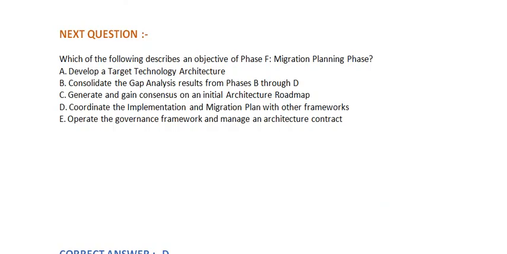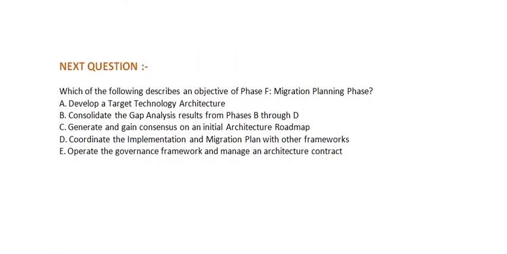Next question is, which of the following describes an objective of Phase F, the migration planning phase? Option A, develop a target technology architecture. Option B, consolidate the gap analysis results from Phases B through D. Option C, generate and gain consensus on an initial architecture roadmap. Option D, coordinate the implementation and migration plan with other frameworks. And option E, operate the governance framework and manage an architecture contract. The correct answer is option D.